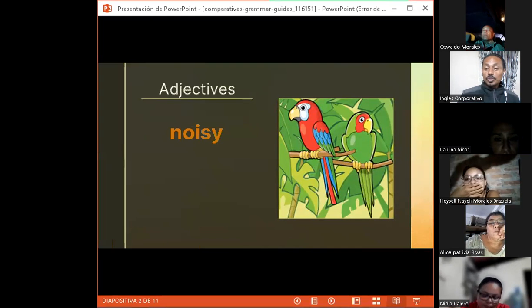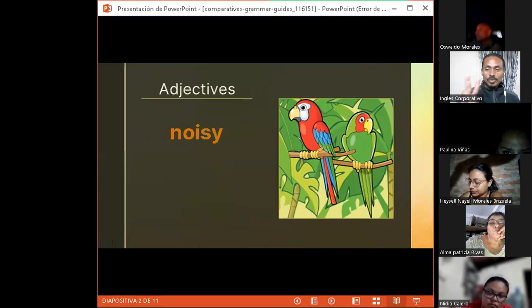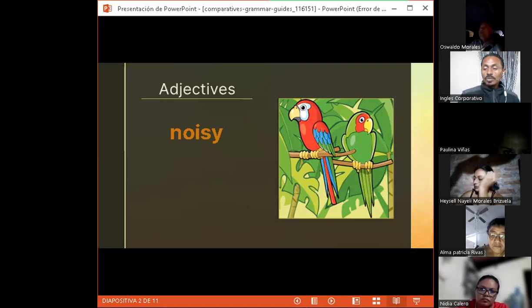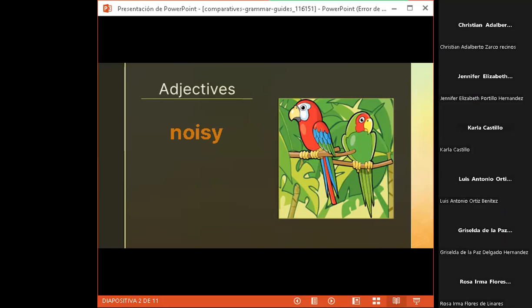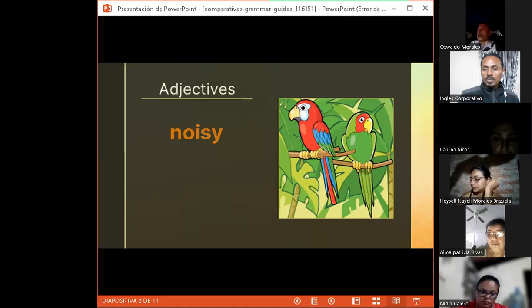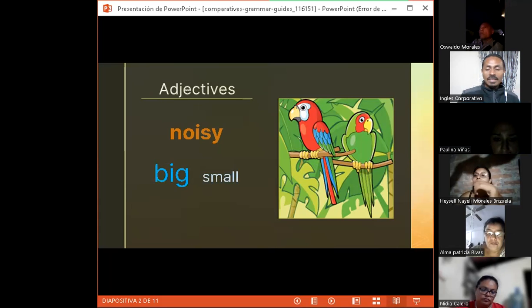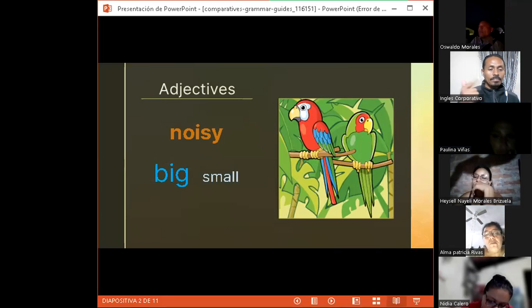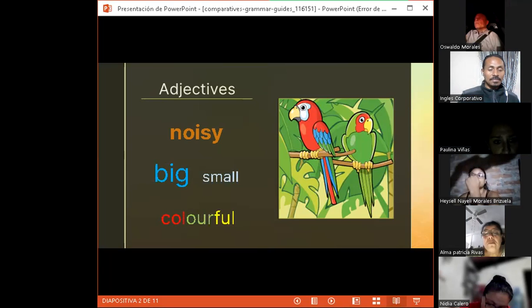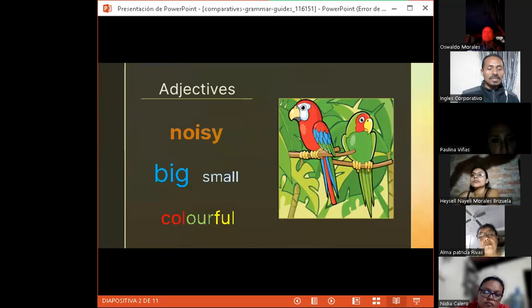In this case, we have these two parts, adjectives. The adjective is noisy. What is noisy? Ruidoso, right? Ruidoso, bullicioso. Okay, that's the word noisy. But, well, in this one, big and small, three adjectives. Noisy, big, and small. Colorful, another adjective. Okay. Noisy, big, small, and colorful. One, two, three, four adjectives.